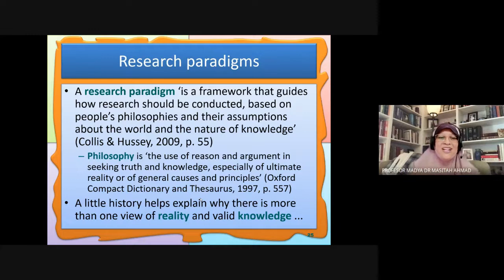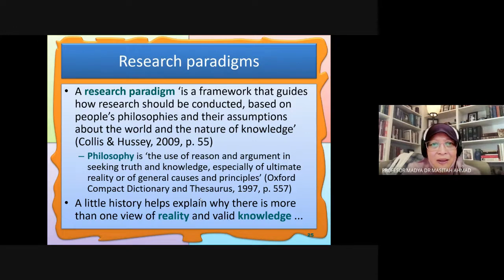If you don't really know what you're going to use as a reason and also the argument that you're going to use for seeking the truth and the knowledge, how are you going to know whether your research is really something valuable? So due to that, that's why we need to have this philosophy. Research philosophy is very important in our research. So a little history helps explain why there is more than one view of reality and valid knowledge.